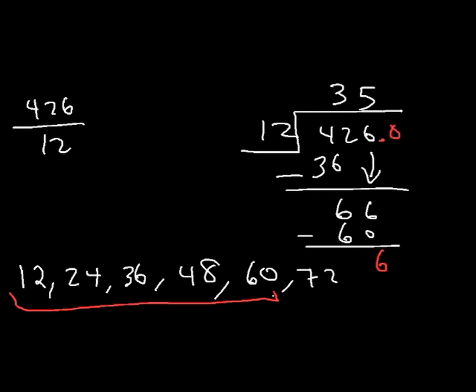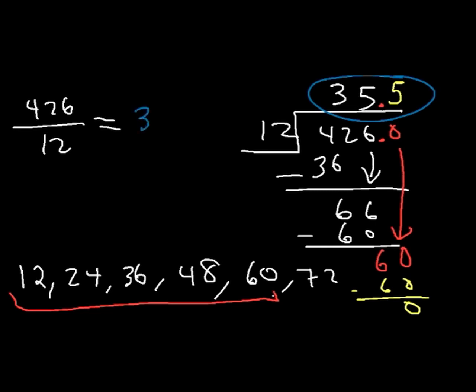So now we need to add a decimal point. We're going to bring down a 0. And we know another 5 will give us 60. 12 times 5 is 60. And this time the remainder is 0. So therefore, 426 divided by 12 is equal to 35.5.